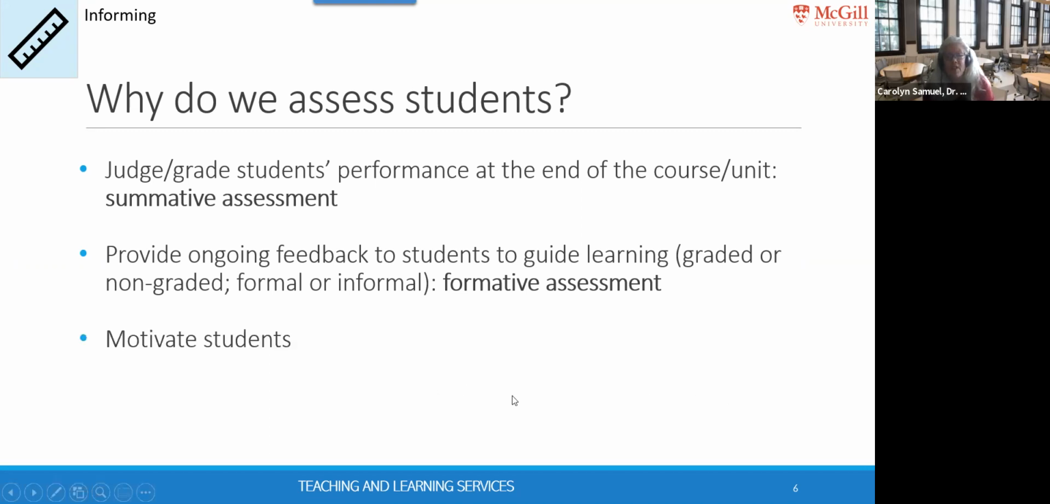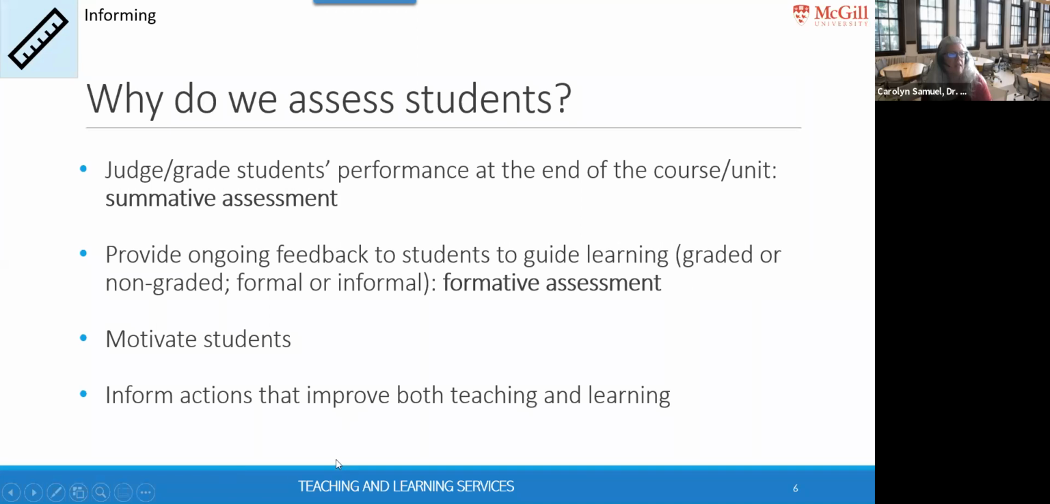And then to motivate students, absolutely, assessment can motivate students. They see where they're at, and then they might be inspired to do more, do better. And inform actions that improve both teaching and learning. That's kind of like feedback for the instructor. And somebody did mention that in the chat as well. So if we see that all students in our class are struggling with some content, maybe that informs our teaching. Maybe we have to go back and reteach a concept before we can go on to something new, because we see that students are struggling, and we can see that through the assessment.